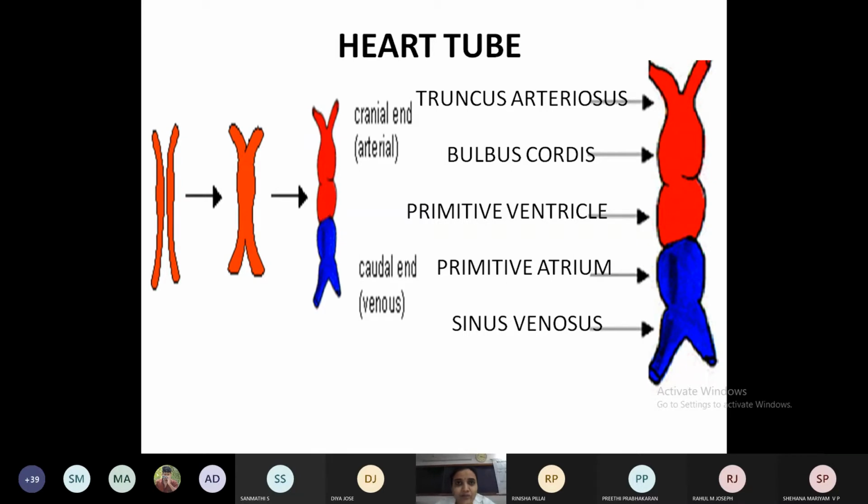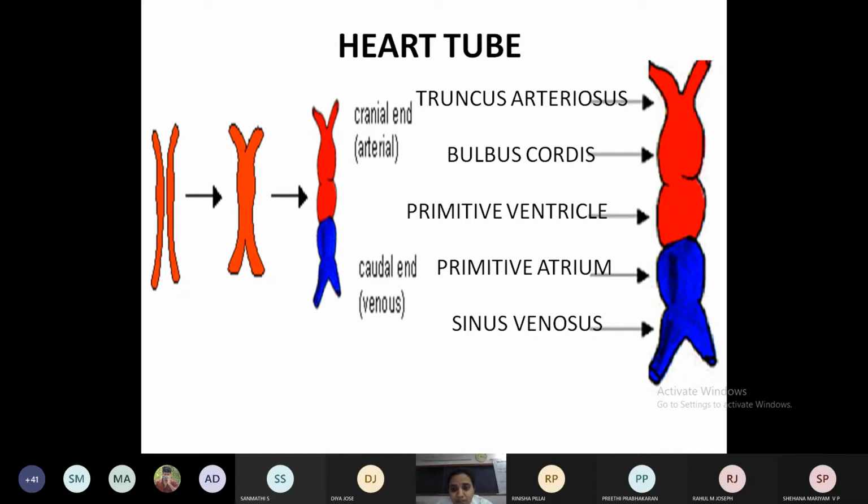During development, before the folding of the embryo, the cardiogenic area is behind the pericardial cavity. After folding, the cardiogenic area is just beneath the septum transversum, and behind that will be the pericardial cavity. After the formation of the head fold and the tail fold, the pericardial cavity comes and lies in front of the cardiogenic area.